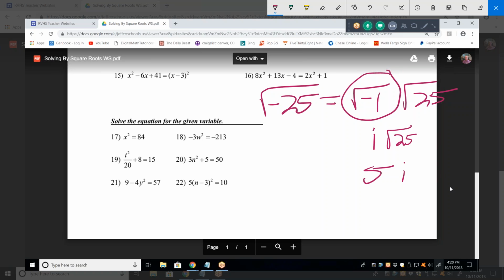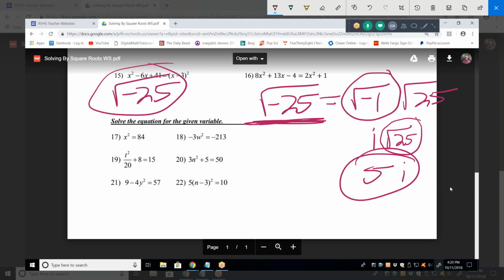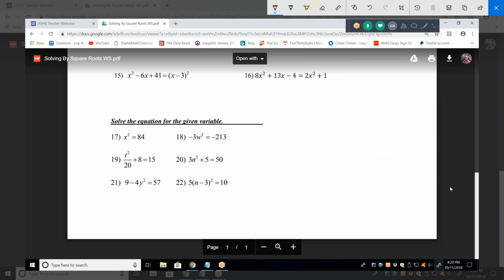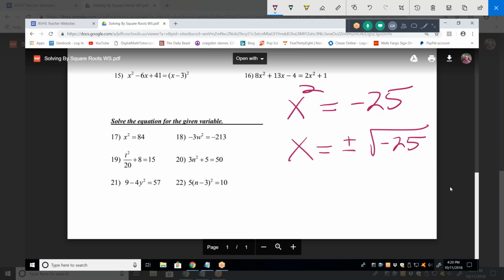In other words, 5i would be the answer to that. Now notice that there's no plus or minus in front of that. Because I said to you, what is the square root of minus 25? That square root sign always implies the plus answer. If I gave you the problem like this, x squared equals minus 25, now I got to take the square root of both sides, so I get x equals plus or minus the square root of minus 25. You with me? Which means x equals plus or minus 5i.